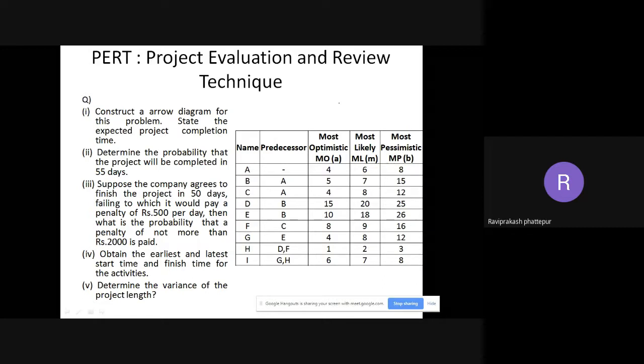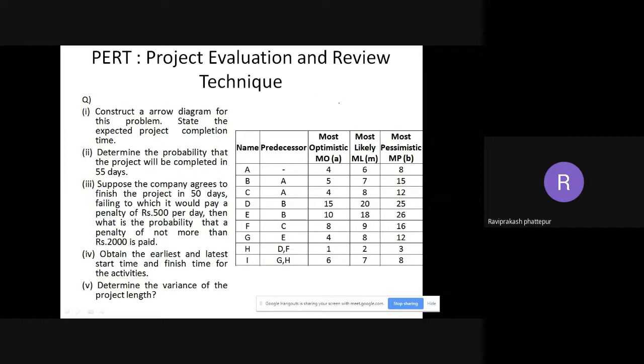So again, if you see the question, the first thing is to construct the arrow diagram. So the arrow diagram means whatever diagram you have done earlier. What is that called? Anybody can tell me what that is called, the diagram we drew earlier. Network diagram. Yeah. So the network diagram is also called an arrow diagram. So here we need to draw a network diagram. That is the first one. So the first part is to draw the network diagram.